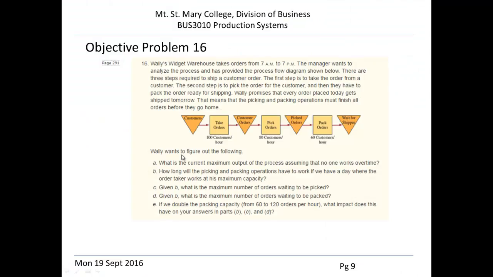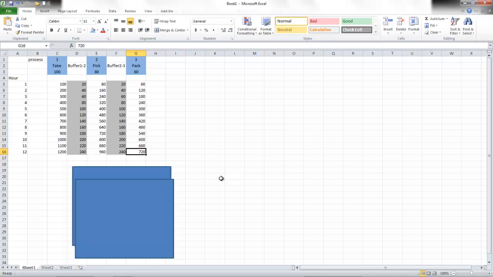Okay, so now you just see how this works. That's how that answers that question. But they're going to flip things around. How long will the picking and packing operations on B here have to work if we have a day where the order taker works at the maximum capacity? Okay, so that's why we have the full table built out here.